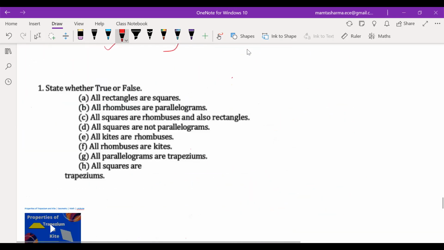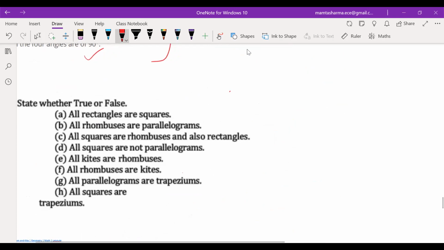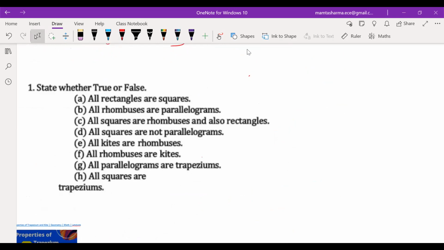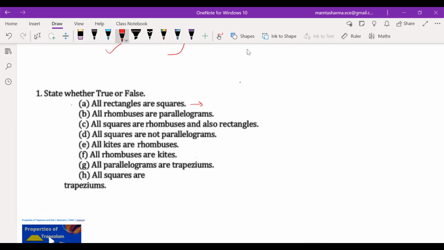Where was that question? This one. Now tell me one by one. All rectangles are square, true or false? It is false. All squares are rectangles, yes. But all rectangles are not squares. Rectangle is different and square is different. So this is false.